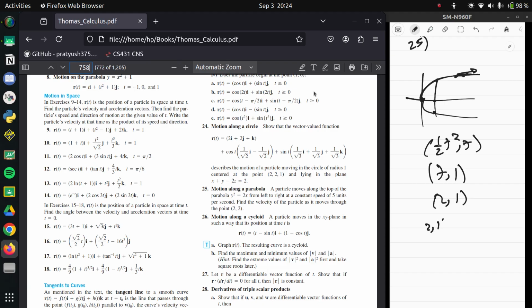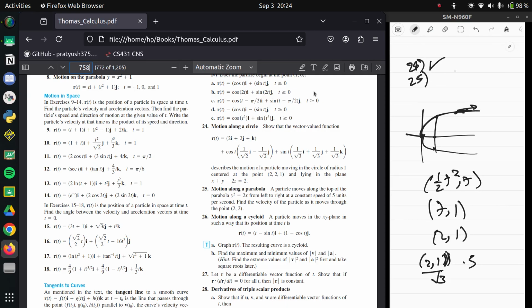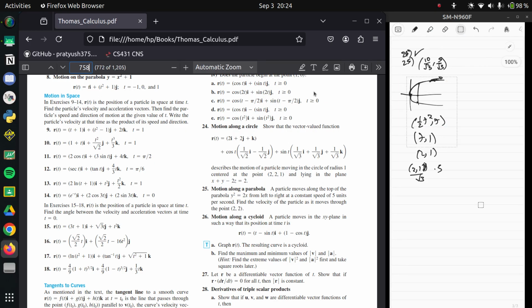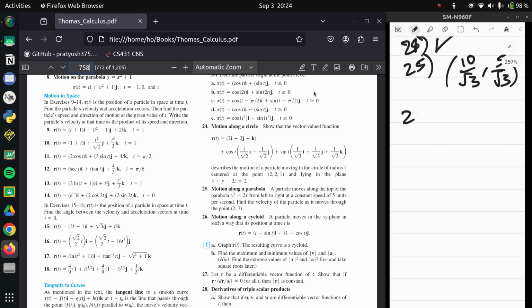So you just have 2 comma 1 upon square root of 5, times whatever magnitude you have, which is 5. So there you go, that's the velocity. So it's 10 by square root of 5 comma 5 by square root of 5. Next, or you can do the conic section stuff, which for some reason I skipped, me being a masochist.